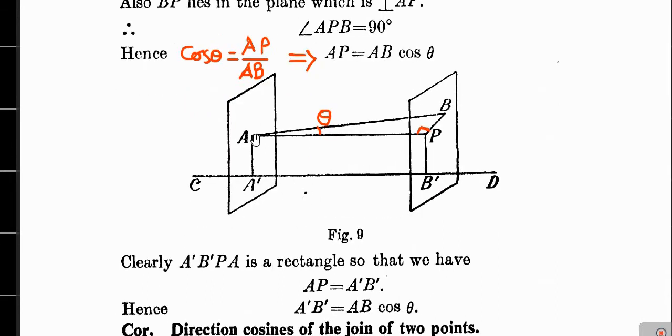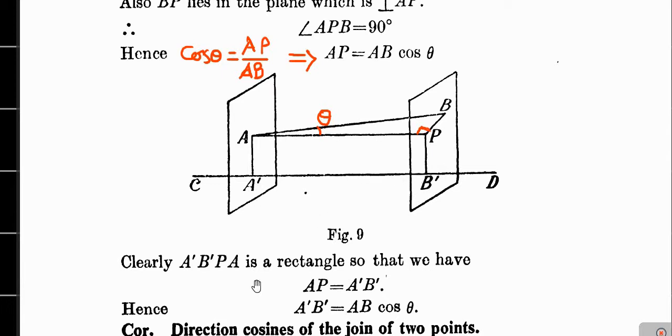Which one is a rectangle? A, P, B dash, A dash. This is a rectangle. As this is a rectangle, we know that in a rectangle, opposite sides are of equal length. Therefore, AP is equal to A dash B dash, and A dash B dash is the required projection.